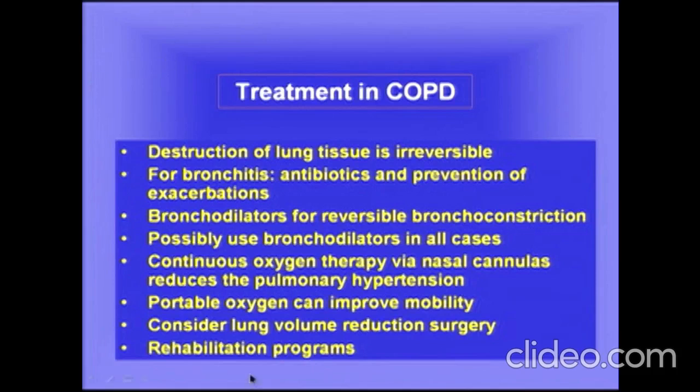Rehabilitation programs probably don't greatly change pulmonary function or even exercise capacity, although they may to some extent. But the attitude of the patient to his or her disease is very, very important, and rehabilitation programs can be critically important there. Well, that's all I'm going to say about COPD, a desperately important subject.